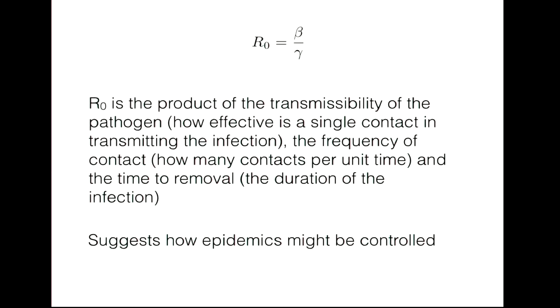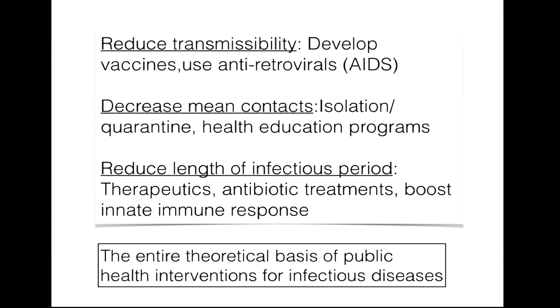But now that you know what R0 consists of, what the contributors to R0 are, this suggests how you might control an epidemic. Really speaking, there are 3 steps. The first is to reduce the transmissibility by developing vaccines or using antiretrovirals in the case of AIDS. The second is to decrease new contacts. This you accomplish by isolation or quarantine, through health education programs that say, look, don't go too close or touch things that people who are infected have touched before you. The third point is to reduce the length of the infectious period. All of these attack either the beta or the gamma term. This last point attacks the gamma part of it.